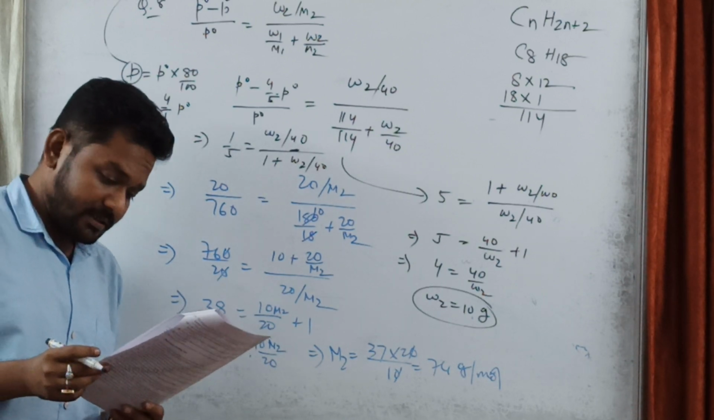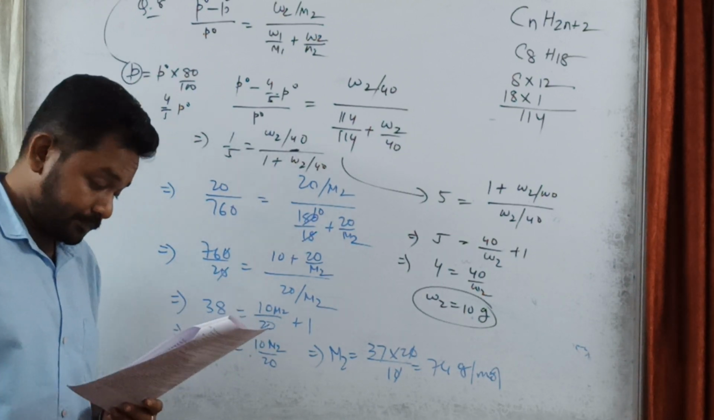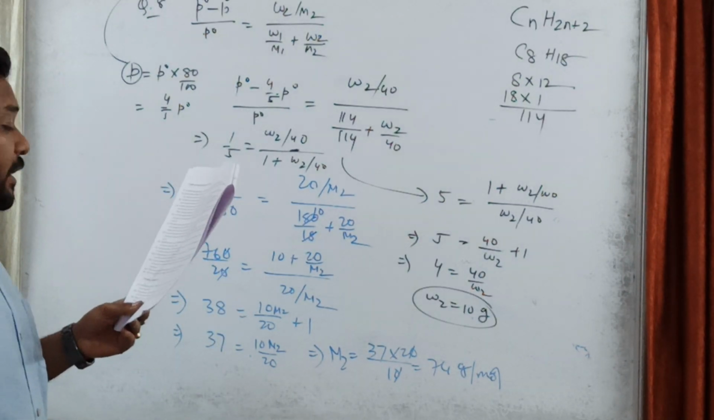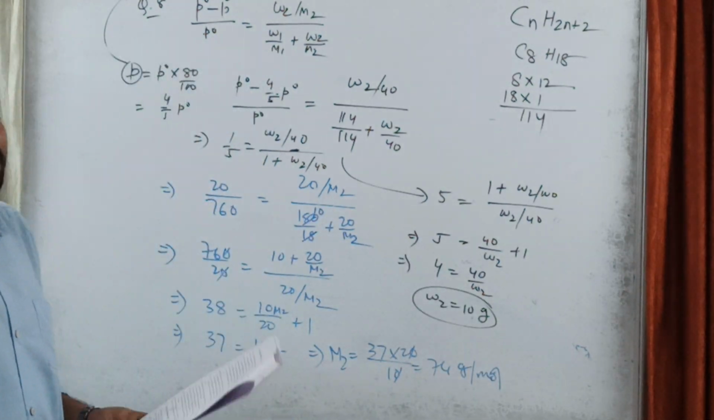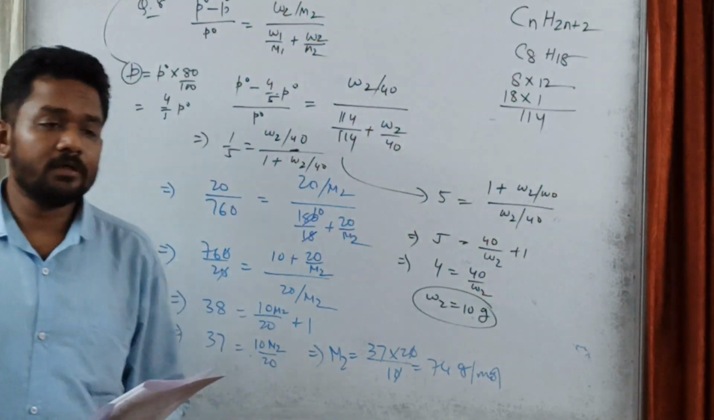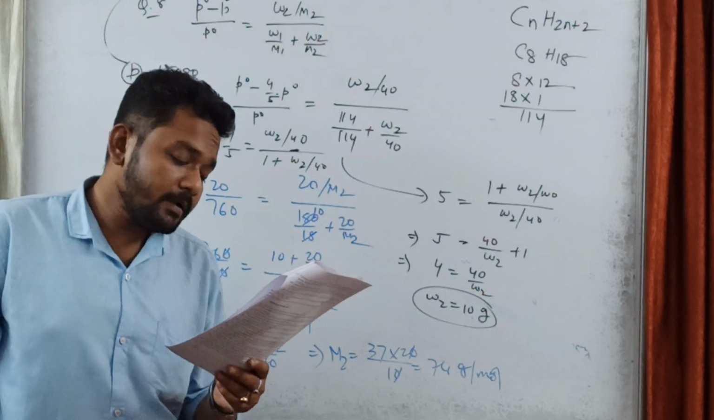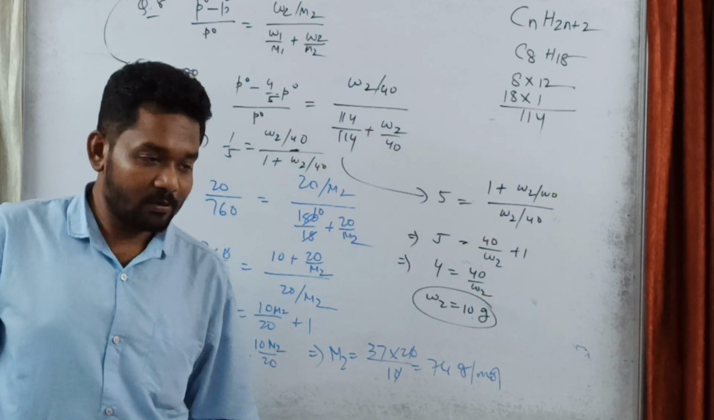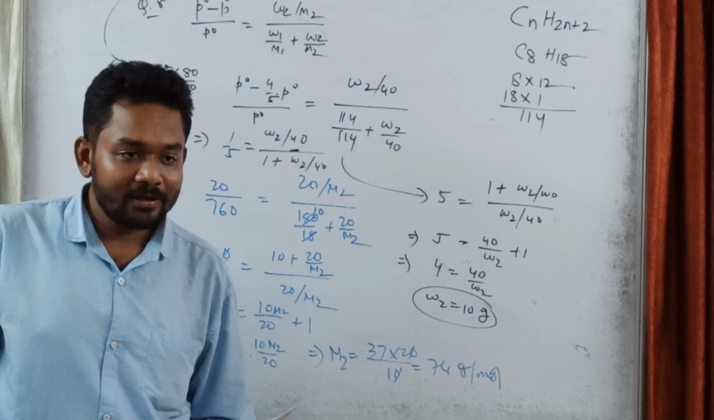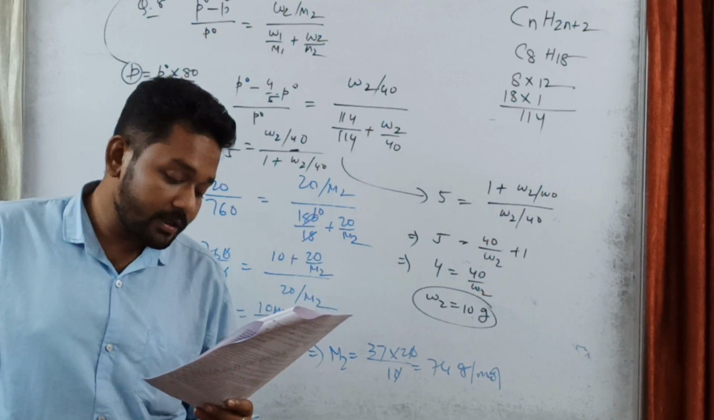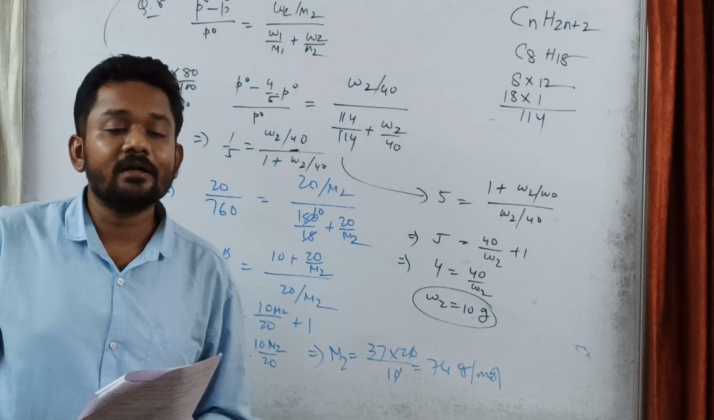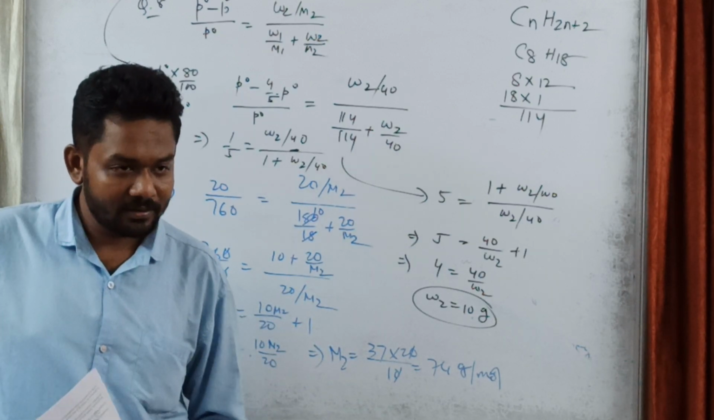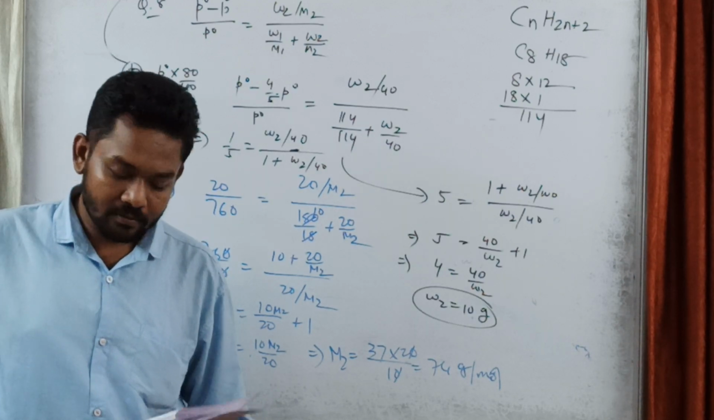Question number 11 and question number 7 are same. Question number 12. Why is the vapor pressure lowered when urea is dissolved in water? When urea is dissolved in water, there is a lowering of vapor pressure. Lowering of vapor pressure means colligative property increases. That means the number of solute particles increases. So when the number of solute particles increases, colligative property also increases.